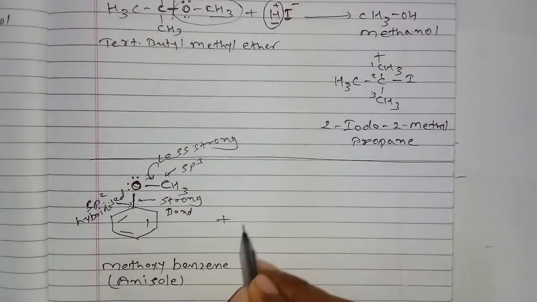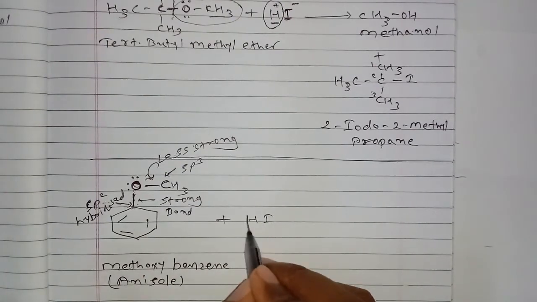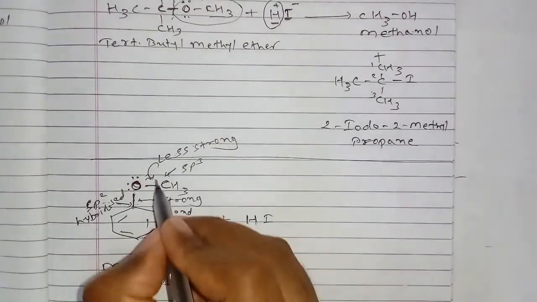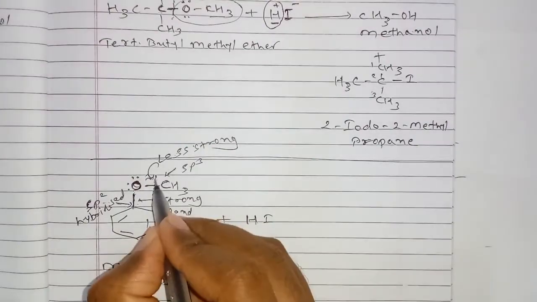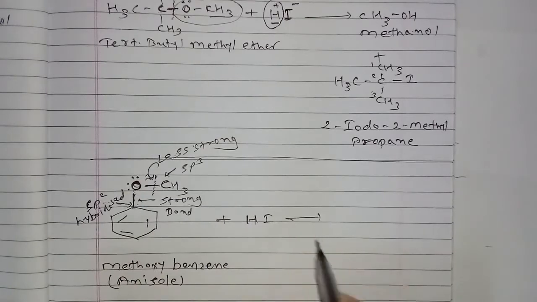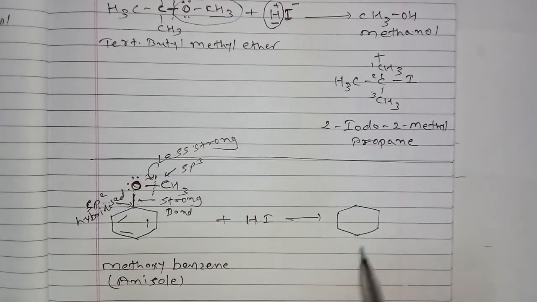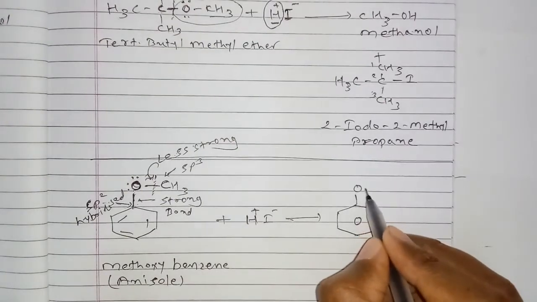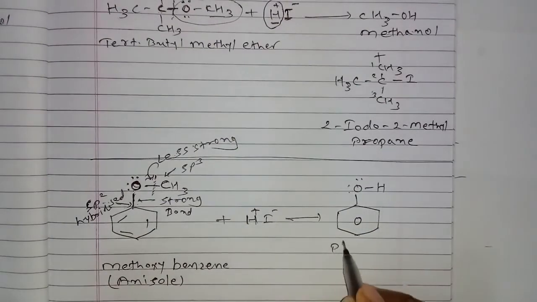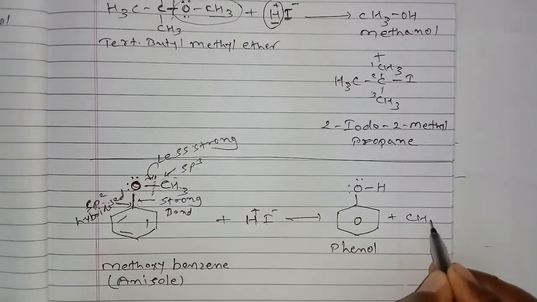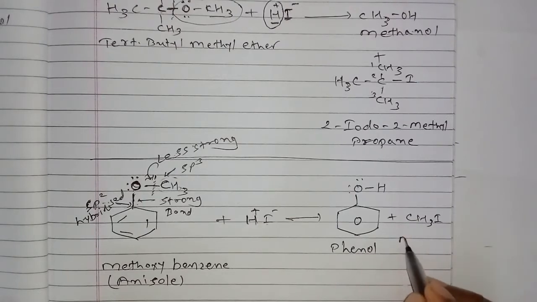So which is reacted with HI, this bond will break, and it forms this positively charged and negatively charged part, so it forms phenol, and the rest of the part, CH3I, is methyl iodide.